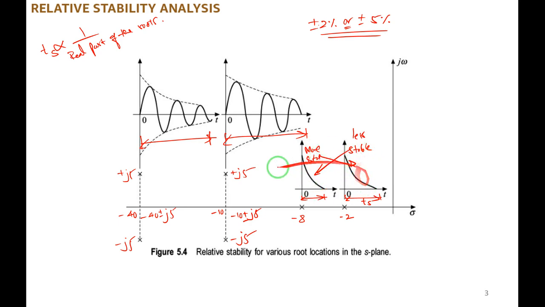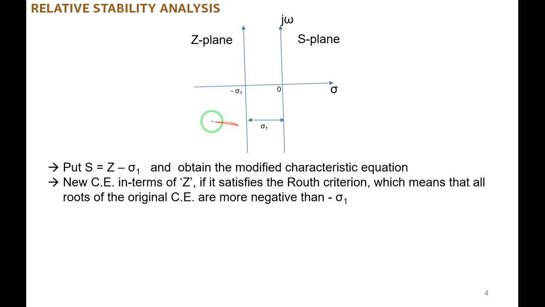I hope you understood. Once again, this is less stable. Both are stable only, but as compared to this system, this is more stable. All the systems are stable because all the roots are lying in the left half of the S plane, but the degree of stability, to what extent, to what depth the system is stable, that is the question. I hope you understood relative stability. We'll solve a few numericals based on relative stability analysis.